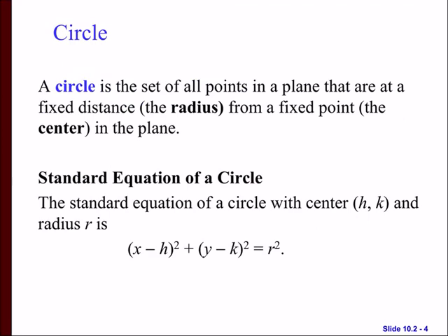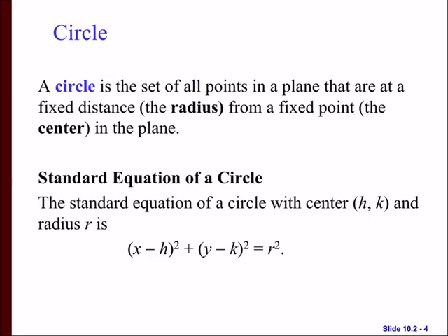So the definition of a circle is a set of all points in the plane that are a fixed distance from a fixed point in the plane. And that fixed distance we call the radius of the circle, and that fixed point is the center of the circle. So again, the distance from the center to any point on the circle is what we call the radius of the circle. So with that said, the standard equation of the circle.